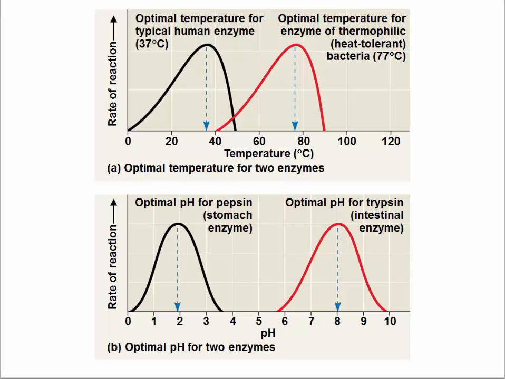And then at the bottom, you see another graph, and what you see is the optimal pH. The black line shows you the pH for pepsin, which is 2, and the red graph shows you the pH for trypsin, which is 8. So most enzymes actually prefer 6 to 8, but every enzyme is very specific and very picky.